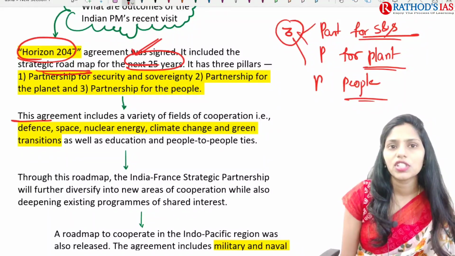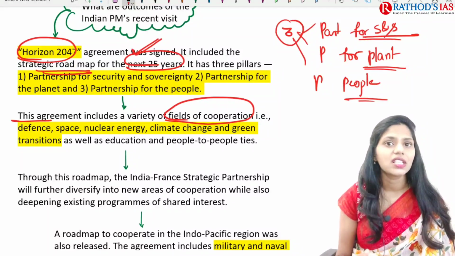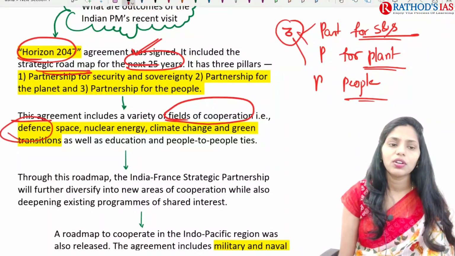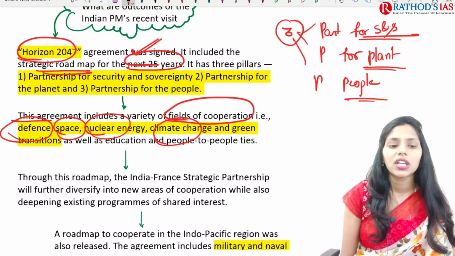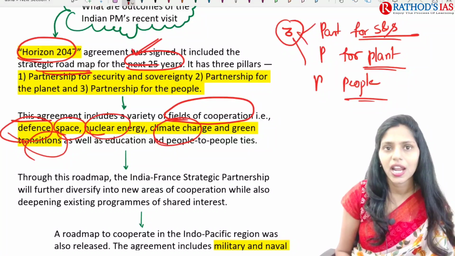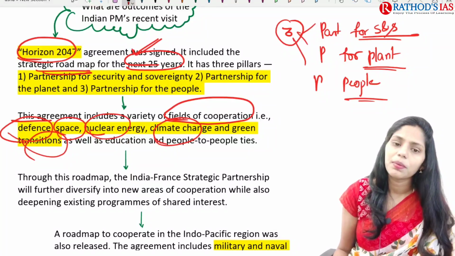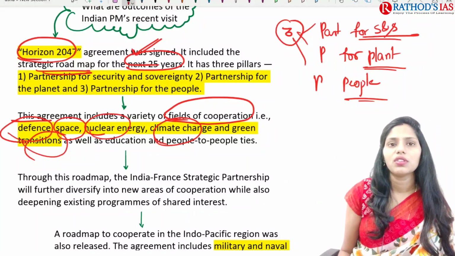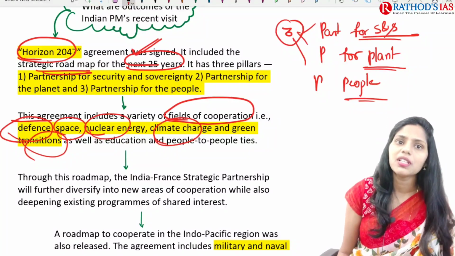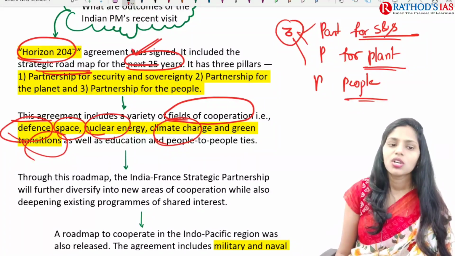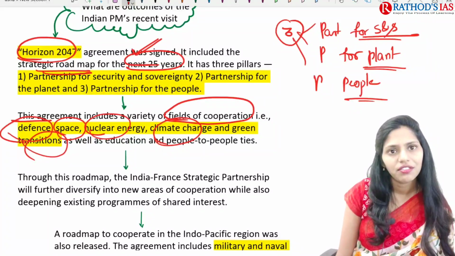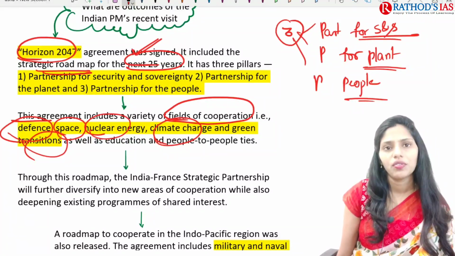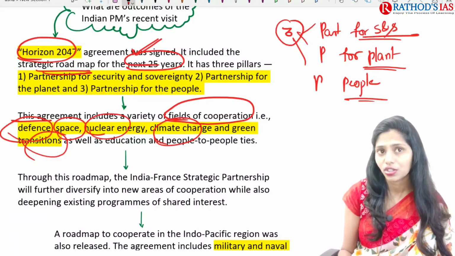So this agreement includes a variety of fields of cooperation. In which areas, in which fields? In the field of defense, space, nuclear energy, climate change, green transition, education, as well as people-to-people ties. So in all these areas we are going to have a wide range of agreements between India and France. Though in this roadmap, the India-France strategic partnership will further diversify into new areas of cooperation.